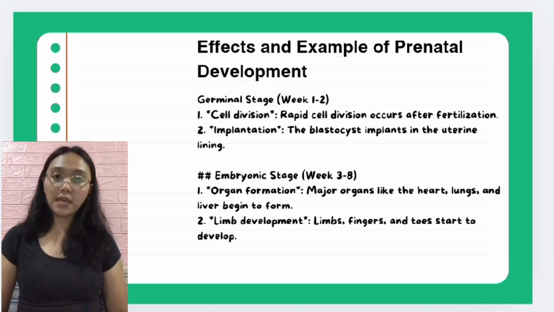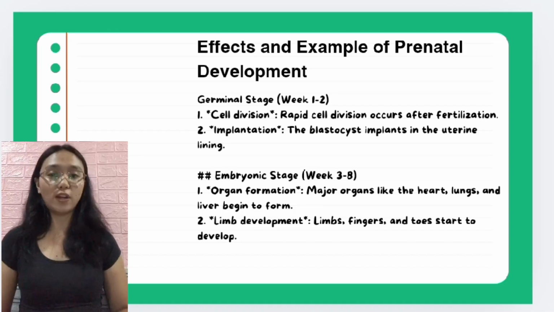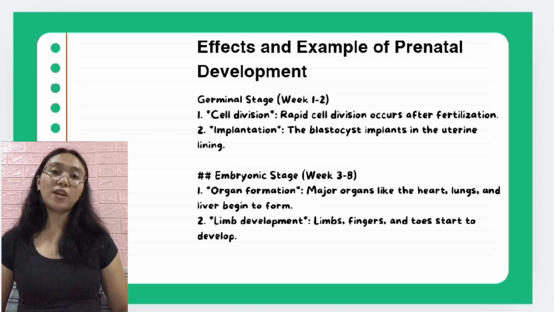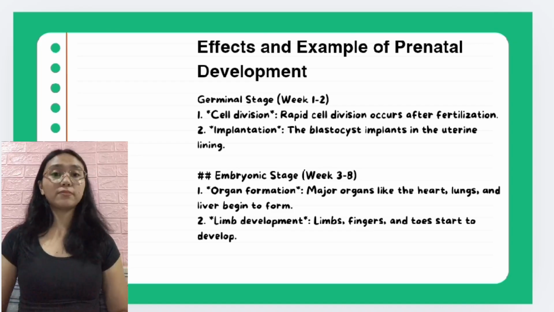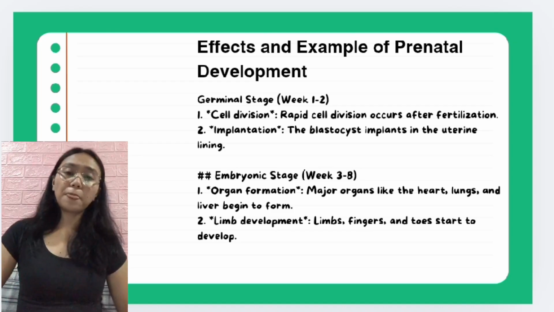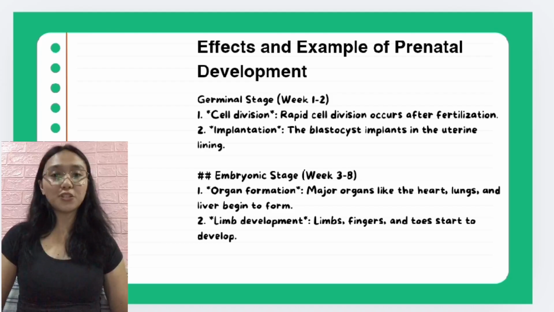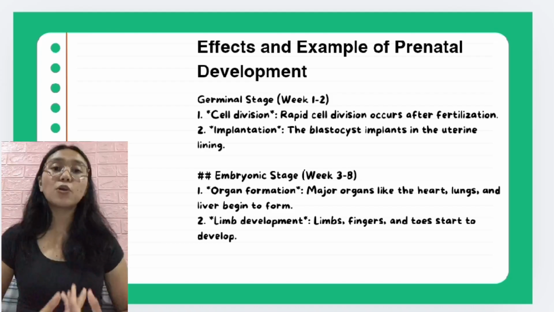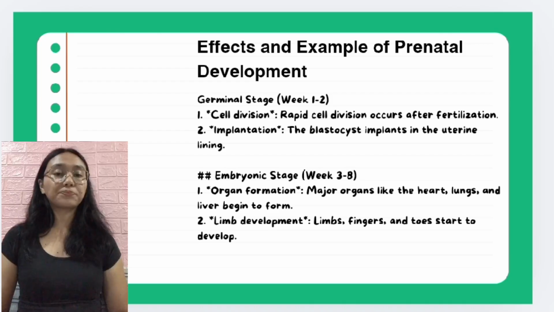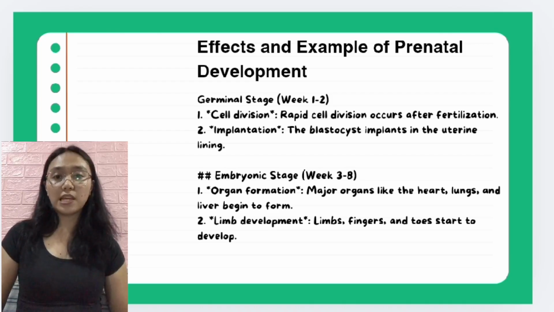Placenta formation begins. Early structures that will form the placenta start developing, which will later provide oxygen and nutrients to the growing embryo. For example, a successful implantation ensures that the embryo can begin receiving nutrients. If implantation does not occur, pregnancy cannot continue.